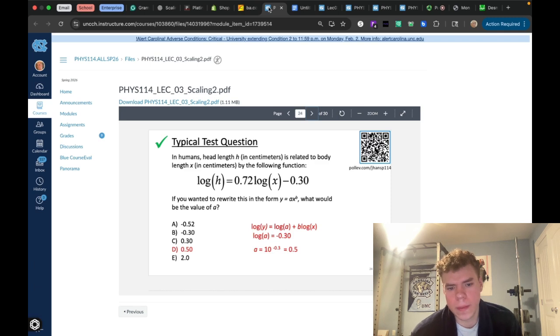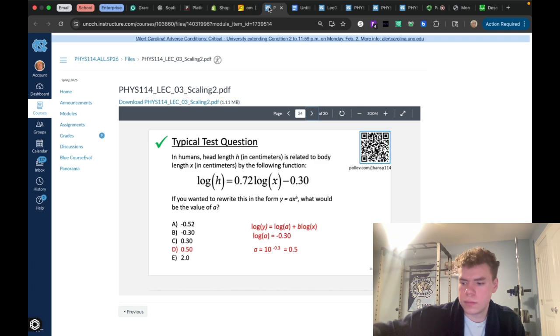So, all right. So, yeah, that'll be wrong. It would be 0.5. And just as a general rule of thumb, if log of A is equal to negative 0.3, if we want to find A, we do A equals 10 to the negative 0.3, and that will give us 0.5.